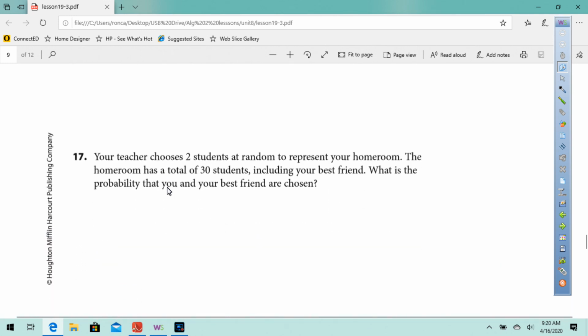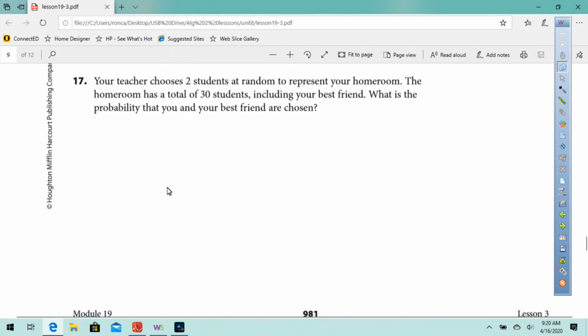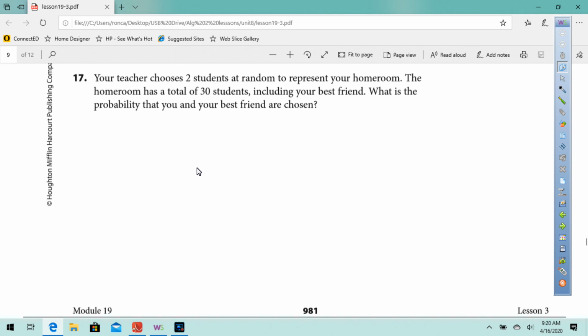Number 17. Your teacher chooses two students at random in your homeroom. The homeroom has a total of 30 students, including your best friend. What is the probability that you and your best friend are chosen? That sounds like a good one for the form.